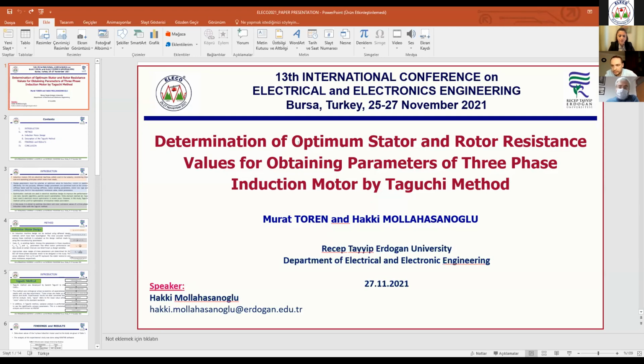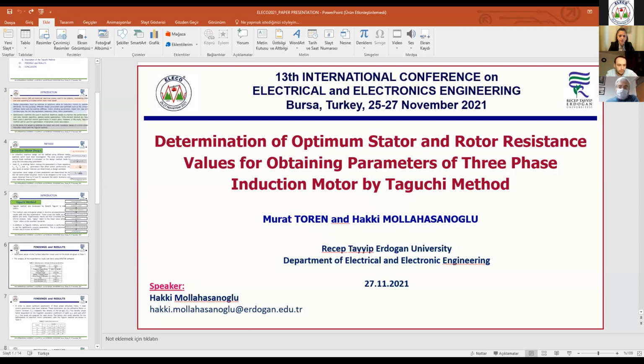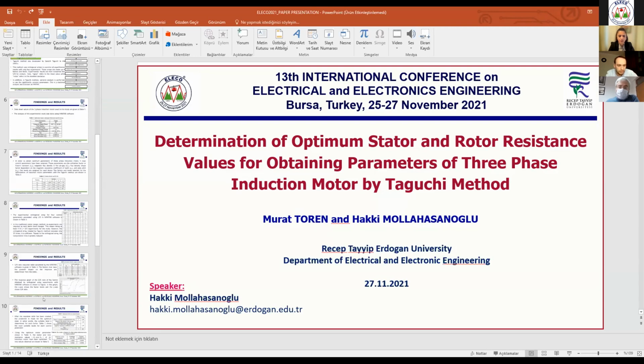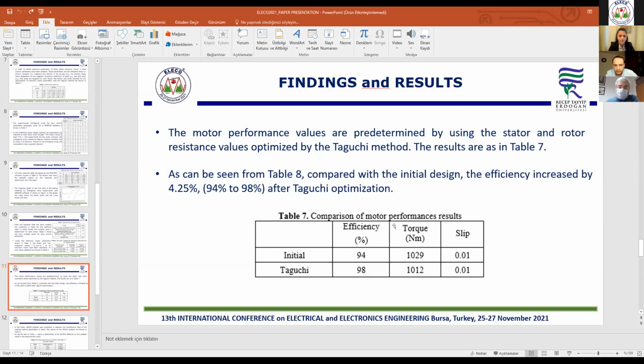Have you had a chance to show any torque distribution? Are you getting the desired torque with reduced resistance values and with this optimization? In table 7, the torque is 1029 and with Taguchi, 1020.